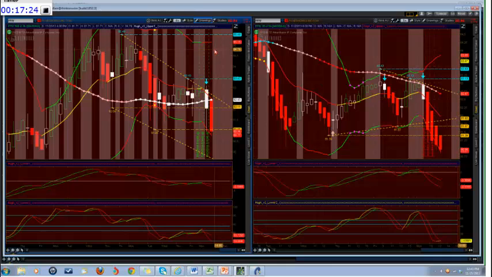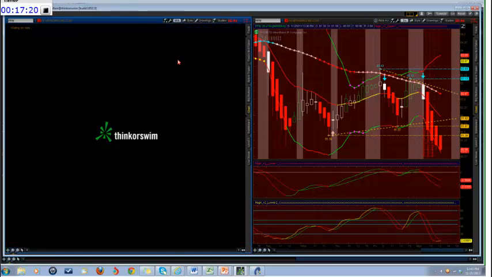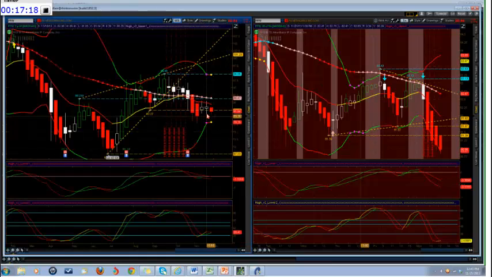So here, we were looking at FFIV. Okay, so here you can see it's in a squeeze. See, it started here. It's been in a squeeze for 2 weeks. So right now, I'll pull up the daily.